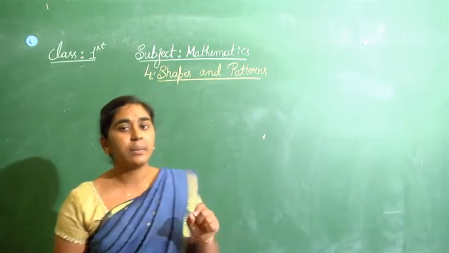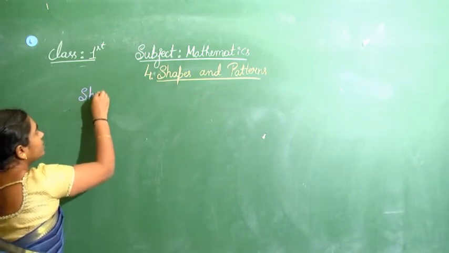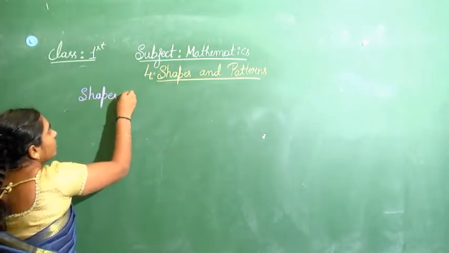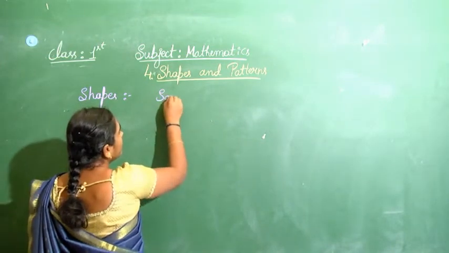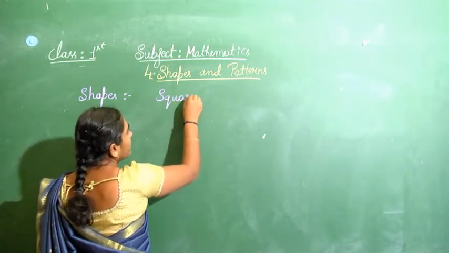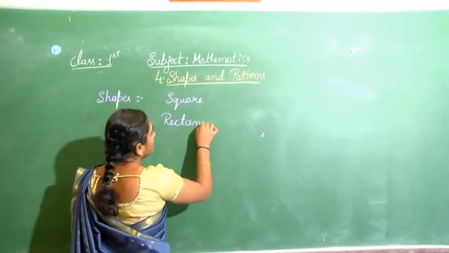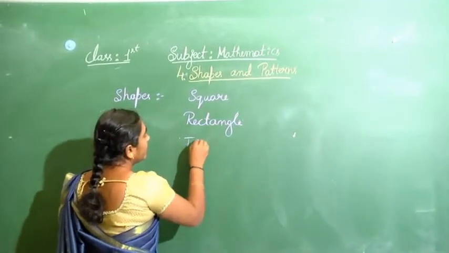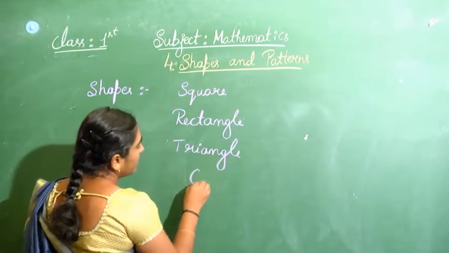the plane shapes, what we call the shapes. Which are the shapes we have learned? First one is the square, rectangle, triangle and circle.